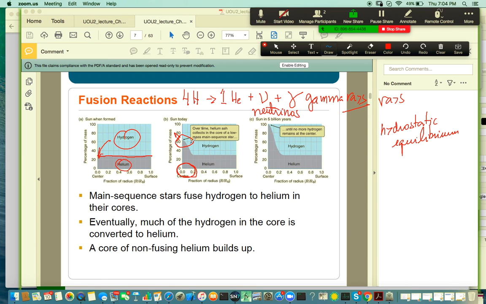So in the sun's core, more than 60% is made of, or populated by, helium atoms. And these helium atoms were created by our sun as a result of fusion reactions. So the sun shines because of these fusion reactions.